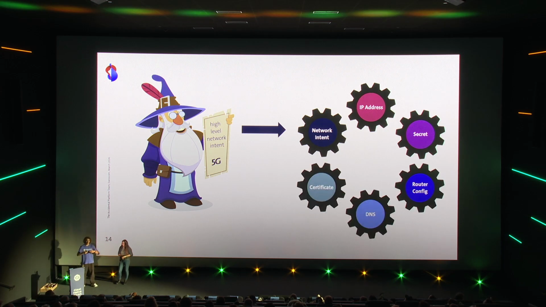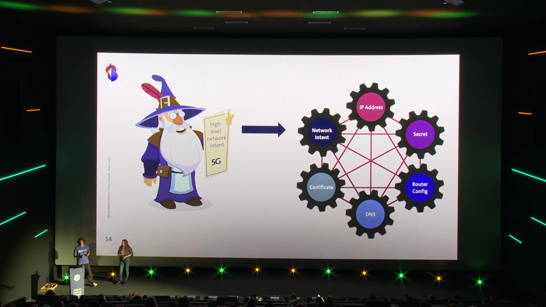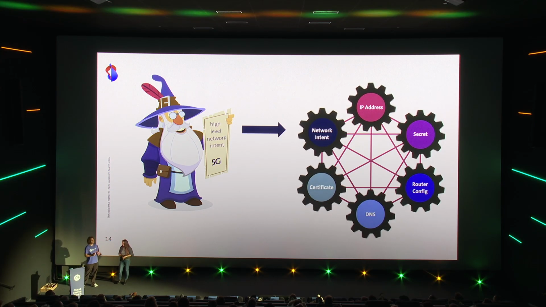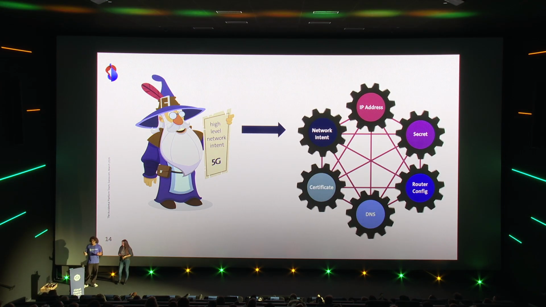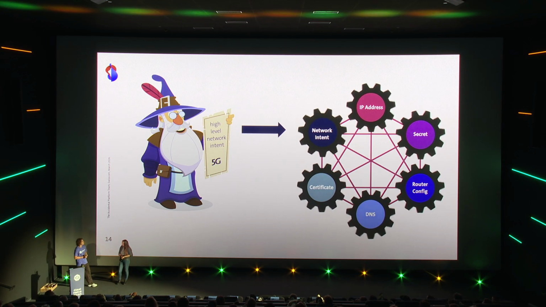This operator then distributes the tasks to all the other operators for IP addresses, secrets, router config, DNS, certificate, and so on. And this is the plan. What do you think, Leah? Can we build this?